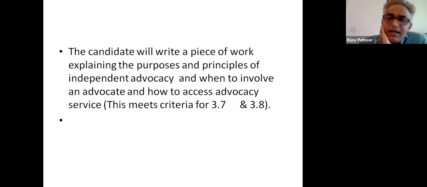The next question says the candidate will write a piece of work explaining the purpose and principles of independent advocacy and when to involve an advocate and how to access advocacy services. So this says you're going to write a piece of work. So let's have a look.